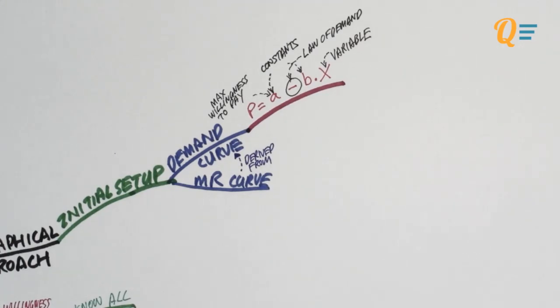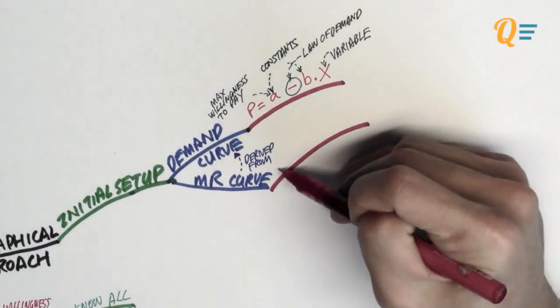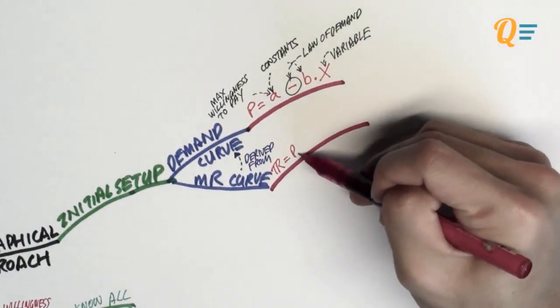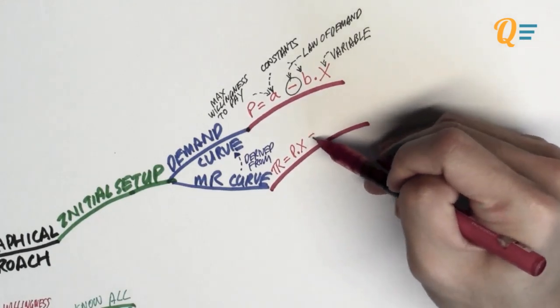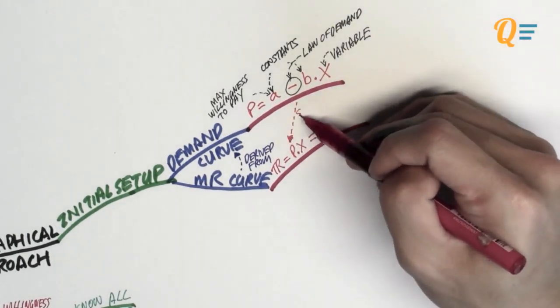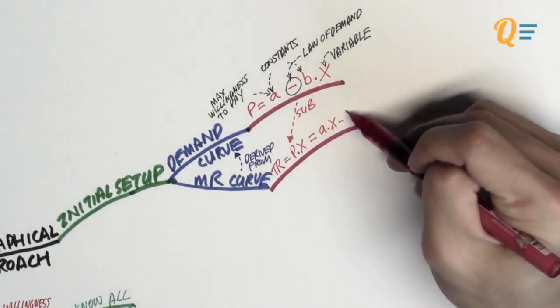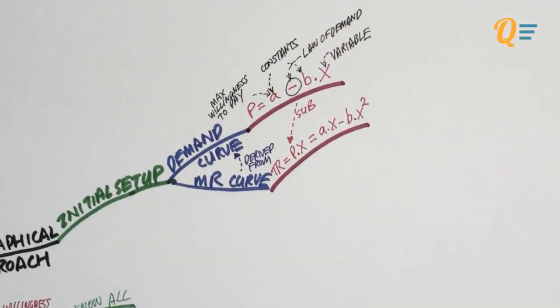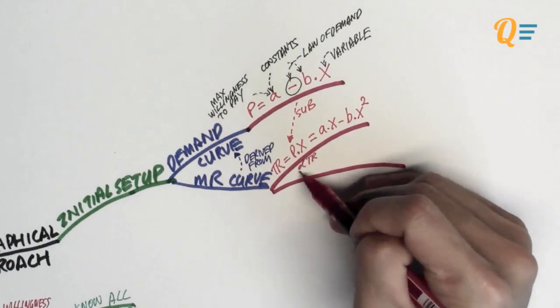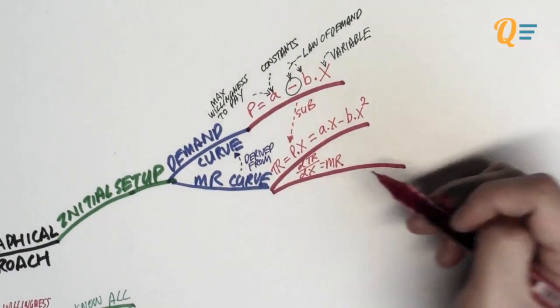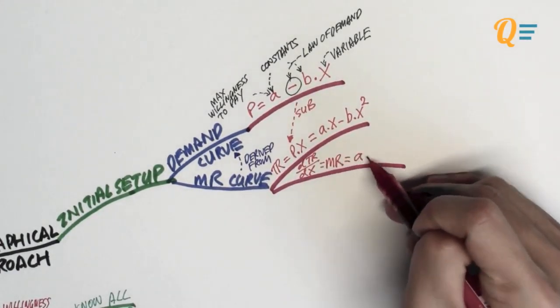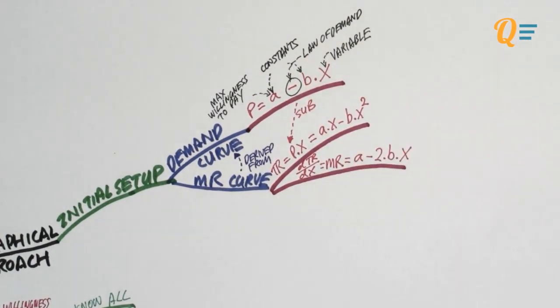So how do we find out what the marginal revenue curve is? To find marginal revenue, what you need obviously is total revenue first, right? So total revenue is going to be price multiplied by quantity. So you're going to substitute the whole of the demand function into that, and you're going to get the following figures over here. And to get marginal revenue, what you need to do is to differentiate the total revenue with respect to X, and that will give you MR. And then you're going to get this.